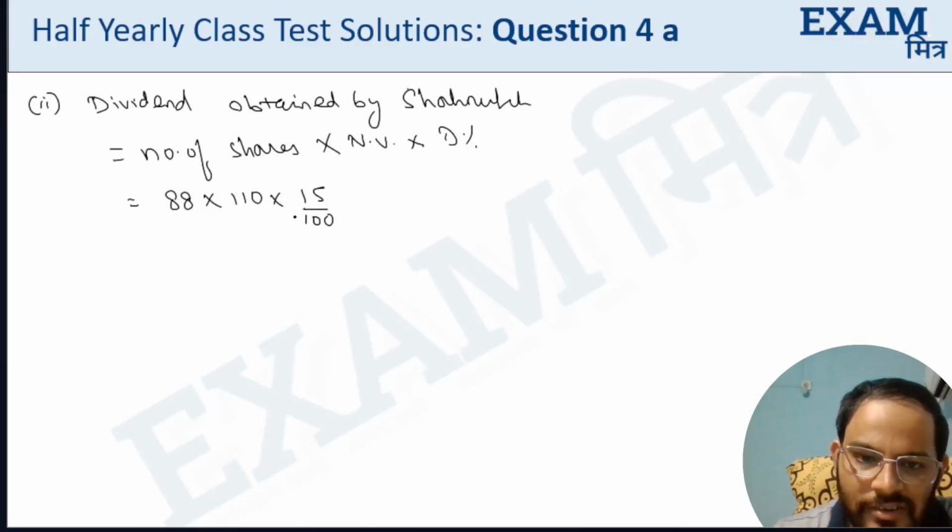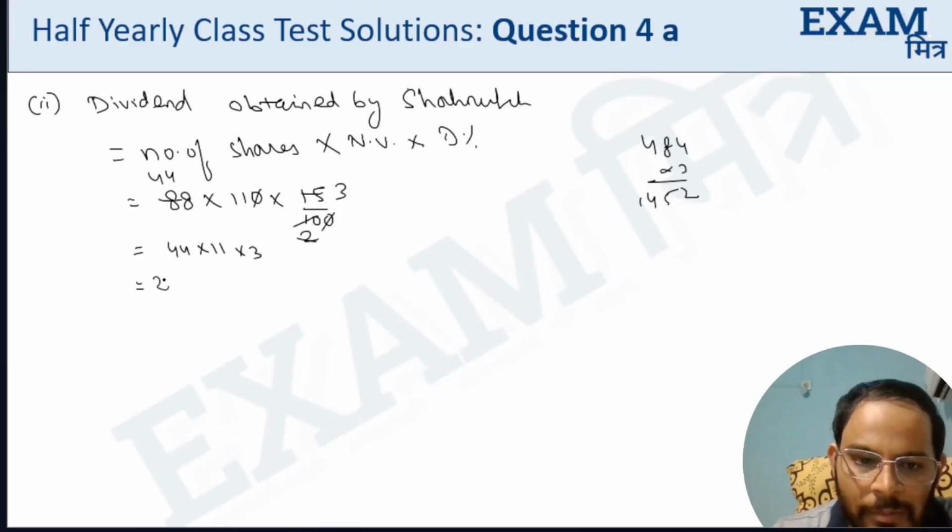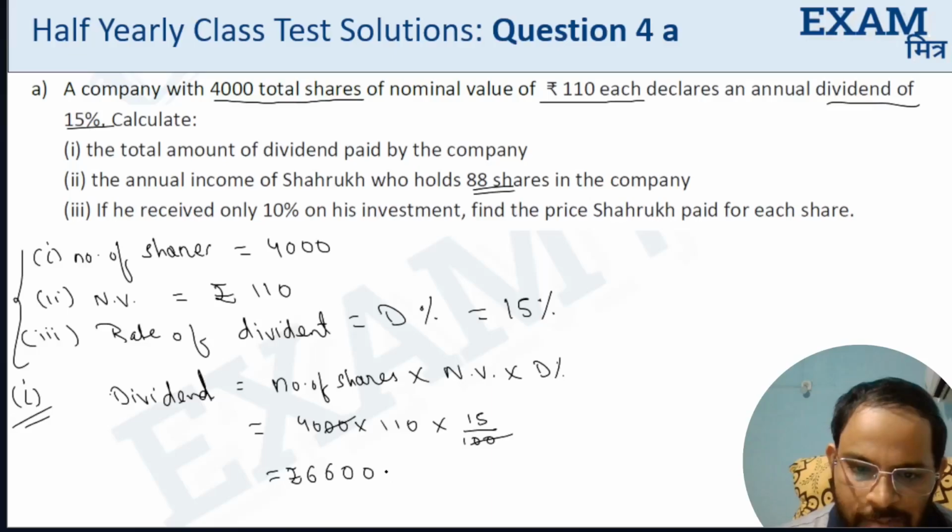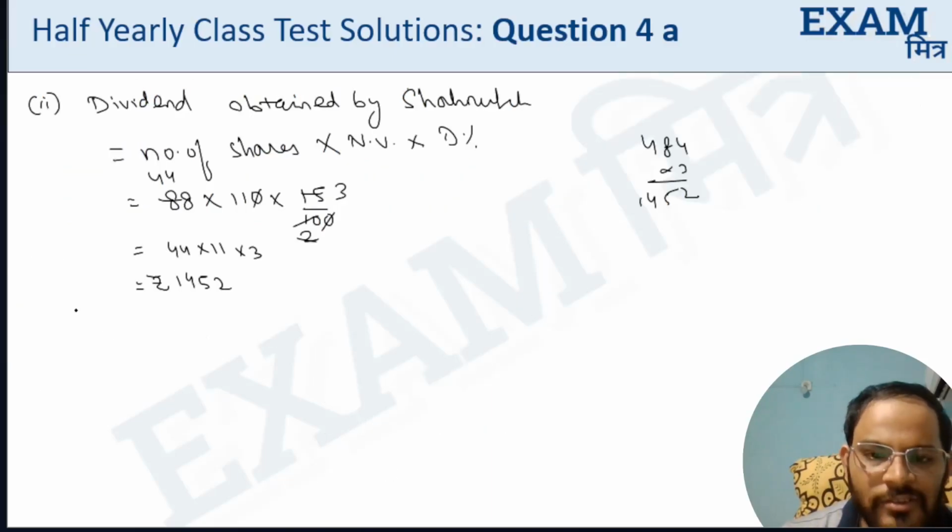So 15 by 100. We can divide this by 5, so 2 and 3, and 2, 44. So 44 into 11 and into 3. So this becomes 44 into 11, 484, and 484 times 3 is 1452. So this is the amount of dividend that Shahrukh receives.